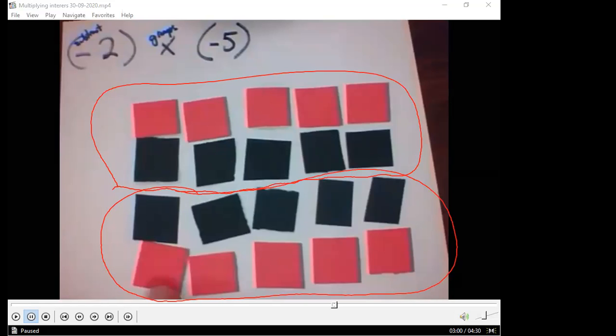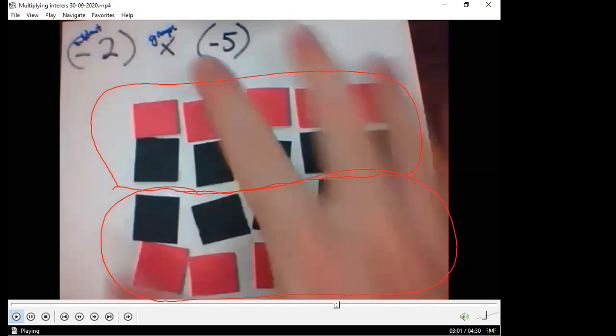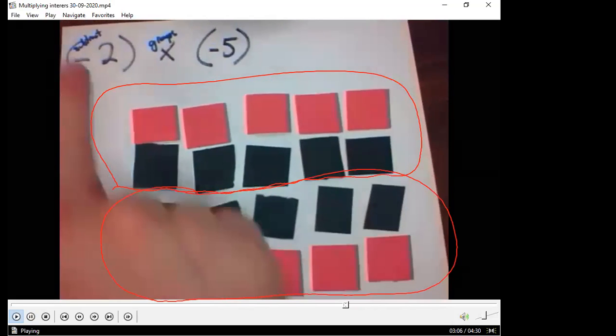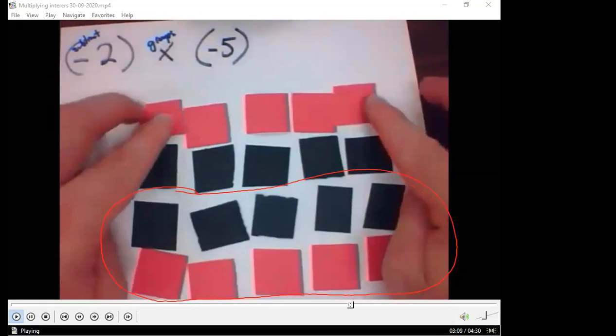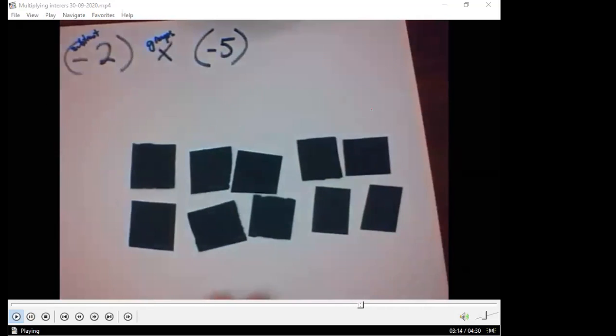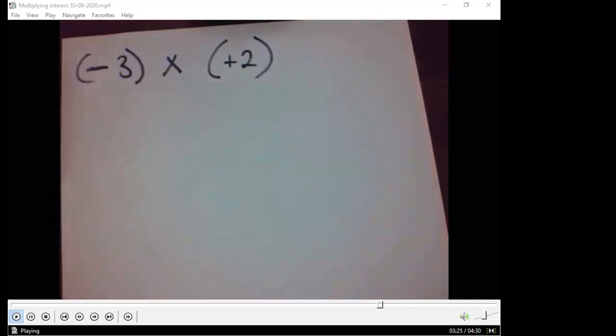Now we want to subtract how many from 2 groups? We want to subtract 5. Then how will you subtract 5 now? We will take away 5 negative from each group. So the answer now, if you start to count, 1, 2, 3, 4, 5, 6, 7, 8, 9, 10. How many groups are you looking for?